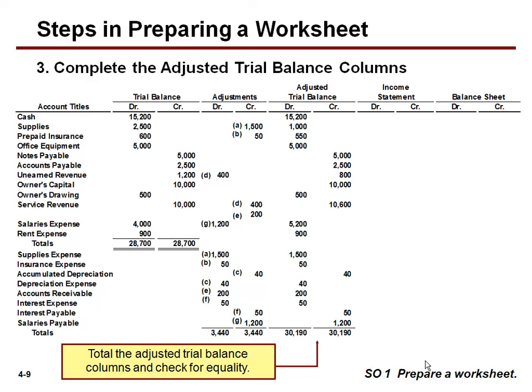Again, all the other accounts are simply bringing over the balances after the effects of the adjustment column. And again, we note that our adjusted trial balance remains in balance, 30,190 debits equal 30,190 credits. This third step of the worksheet is simply a mechanical step.